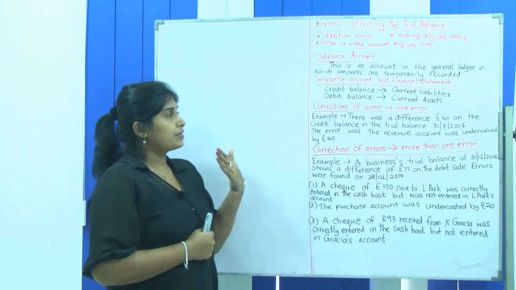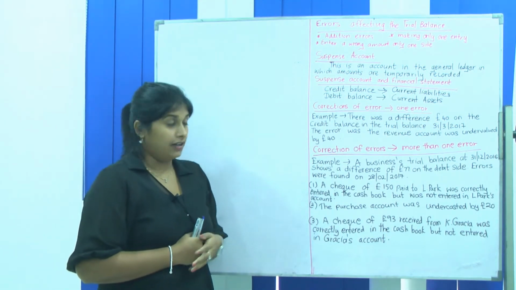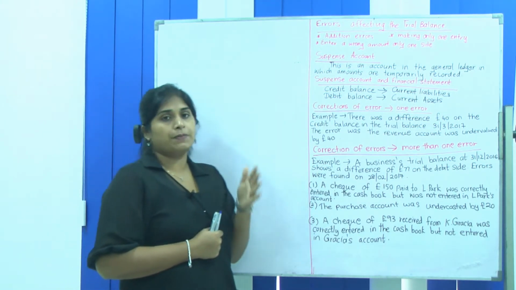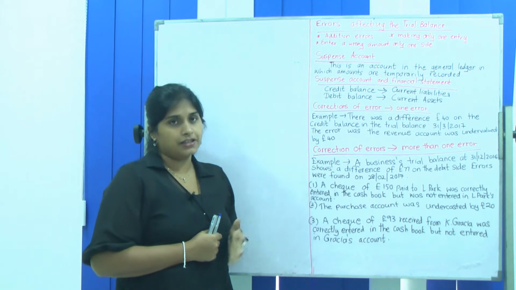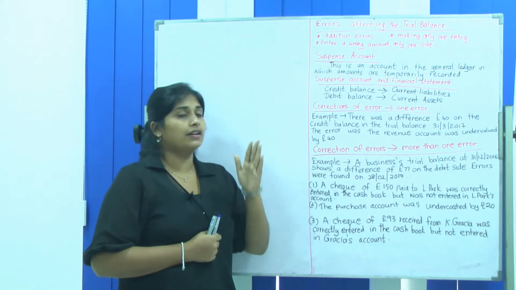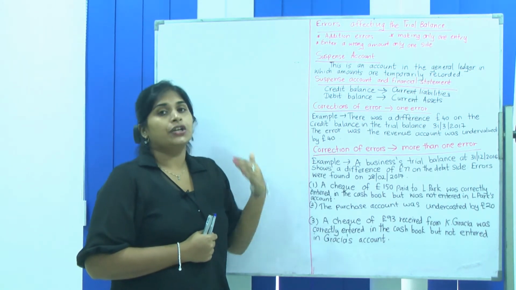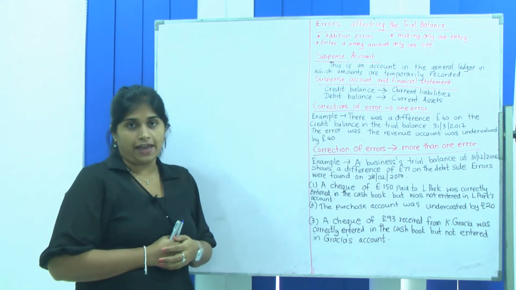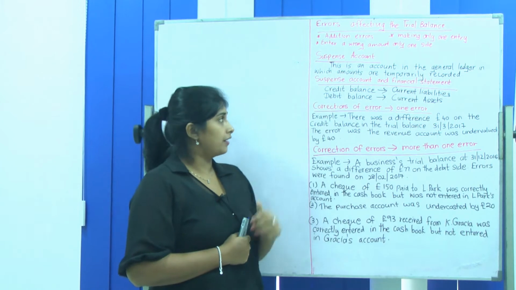So when those affecting errors are there, a special account occurs, which we call the suspense account. The suspense account is in the general ledger, where you record the amounts temporarily until the business finds out what errors they have made. So it's a temporary account.